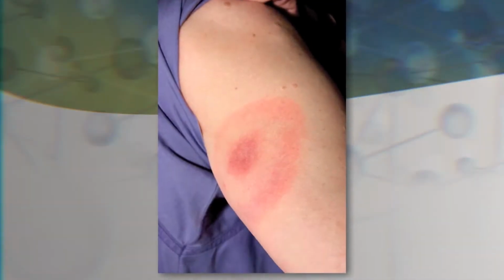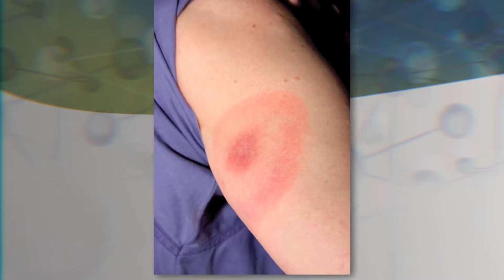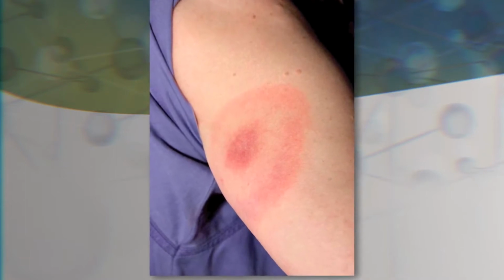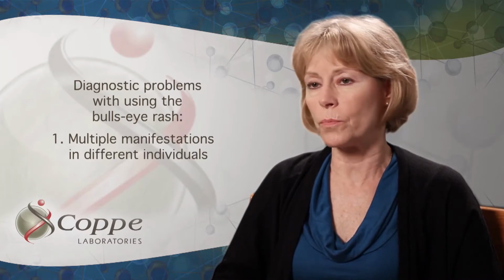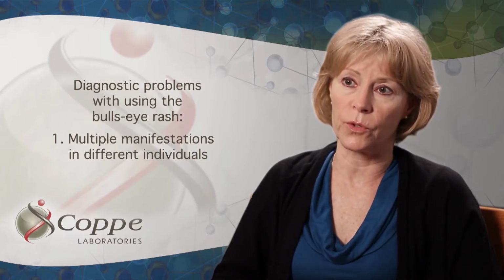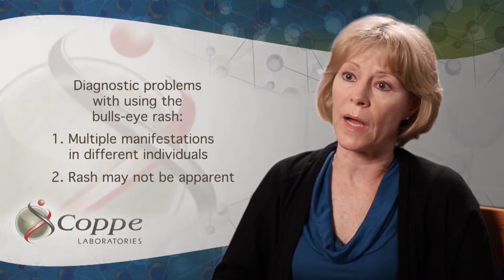The clinical diagnosis of Lyme disease relates to the presentation of the patient when he goes to see his clinician. Classically, the bullseye rash, the erythema migrans, is thought to be diagnostic of Lyme disease, given other symptoms and history. The problem with diagnosing a patient only with the bullseye rash is that this rash can have multiple manifestations in different individuals, and sometimes the rash will not be apparent.